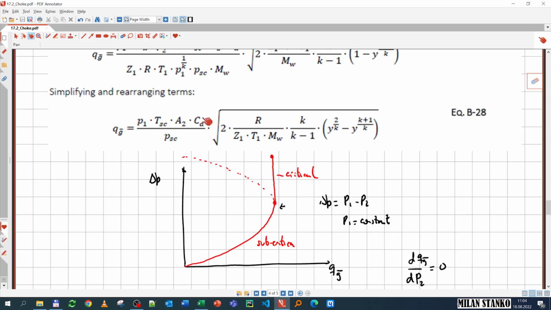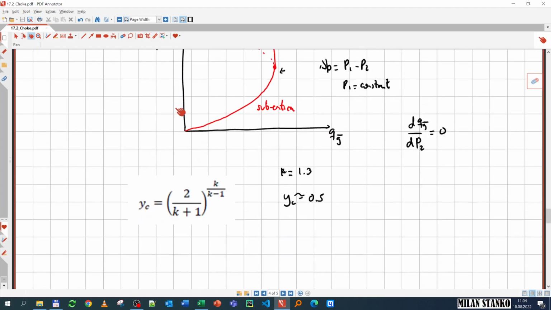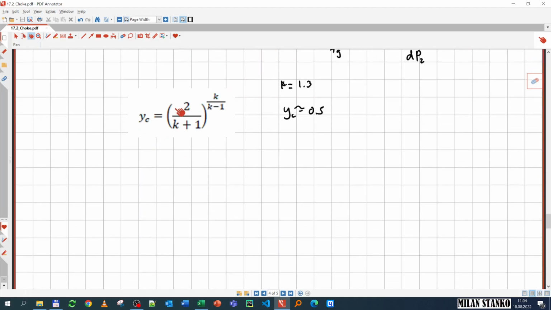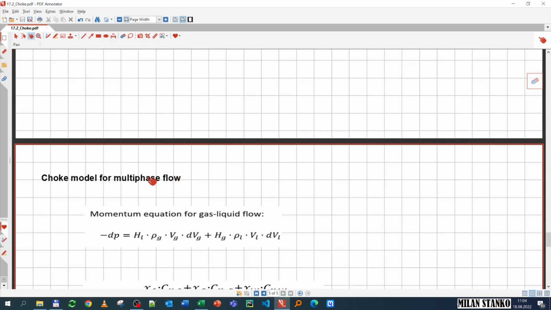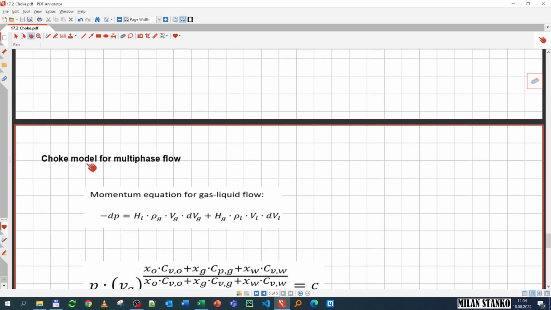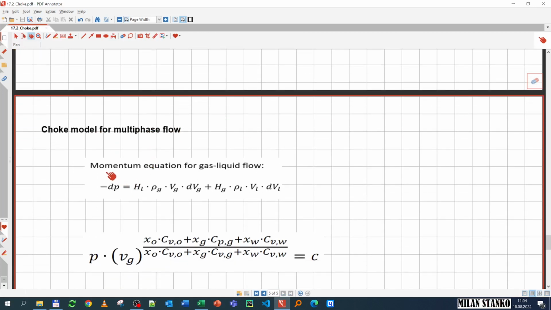Okay, so we know we have to add some constant to this equation to be able to convert between the units. But now let's go a bit as a detour. We're going to go through a choke model for multiphase flow. So there you have your momentum equation for gas-liquid flow. We're assuming that the liquid is made up of oil and water.